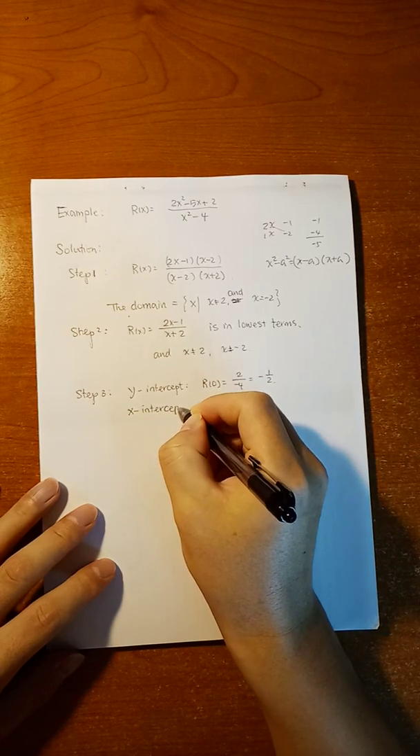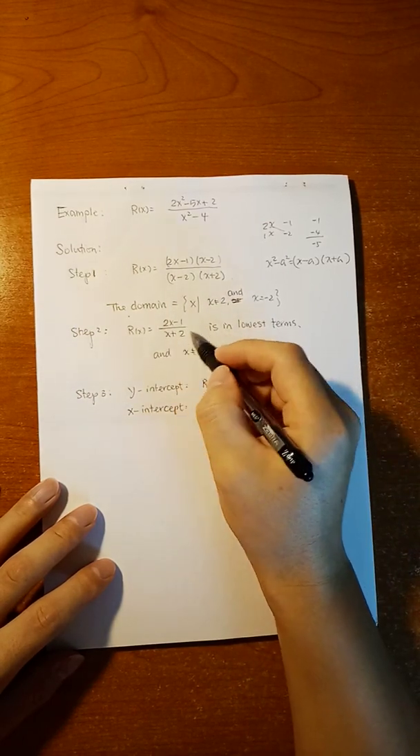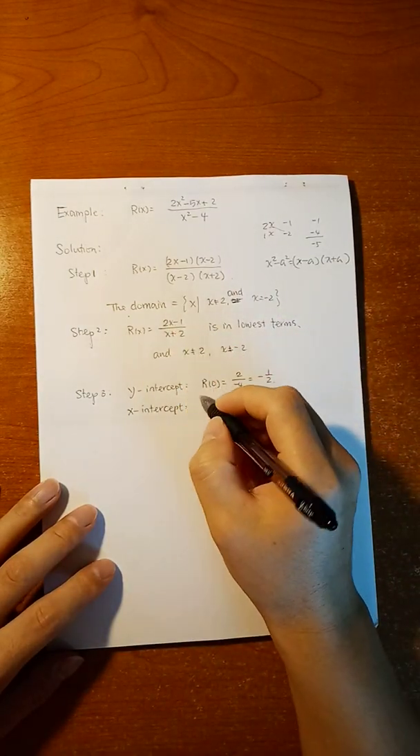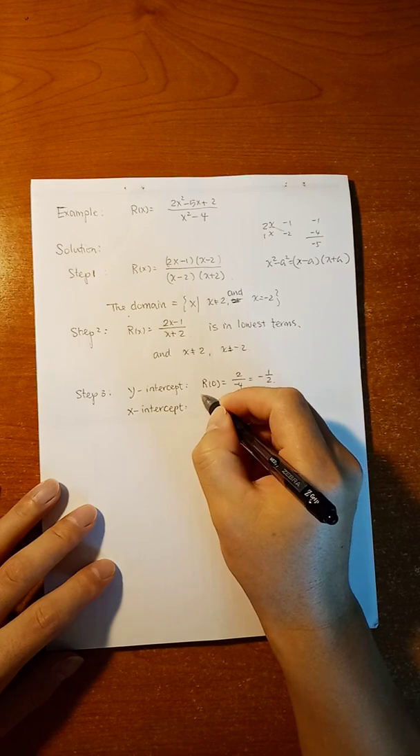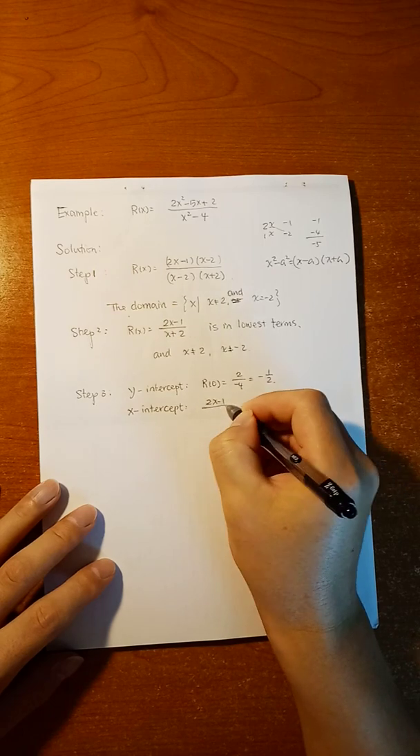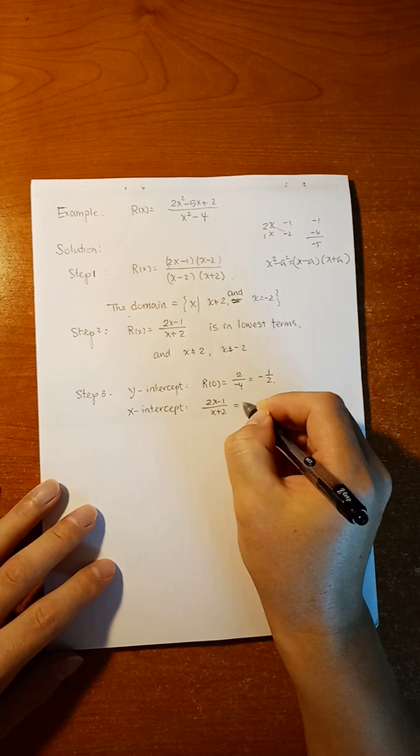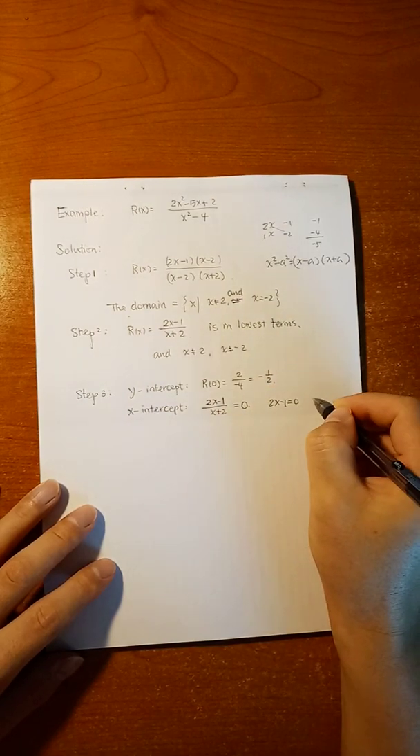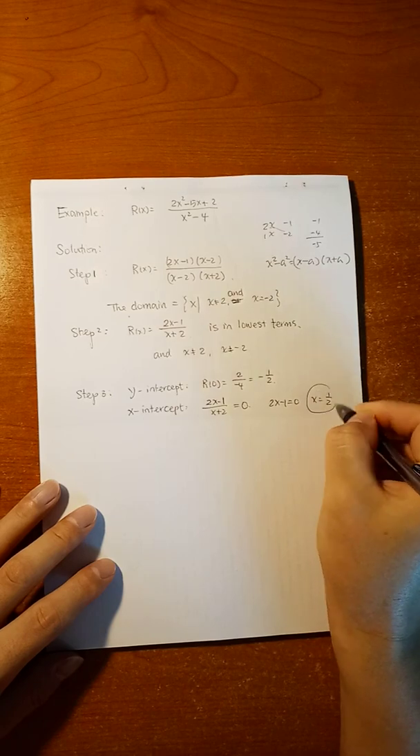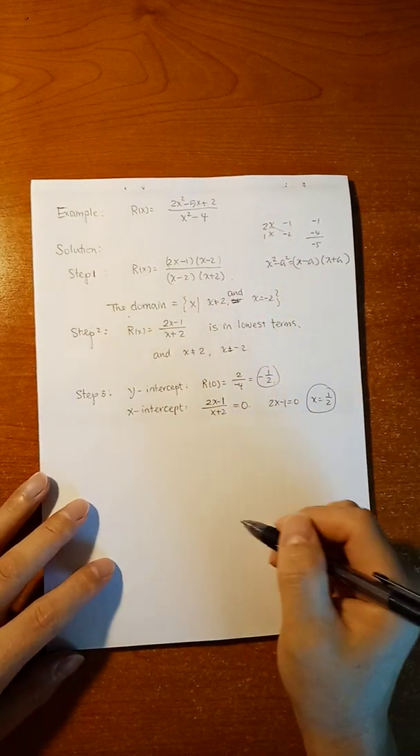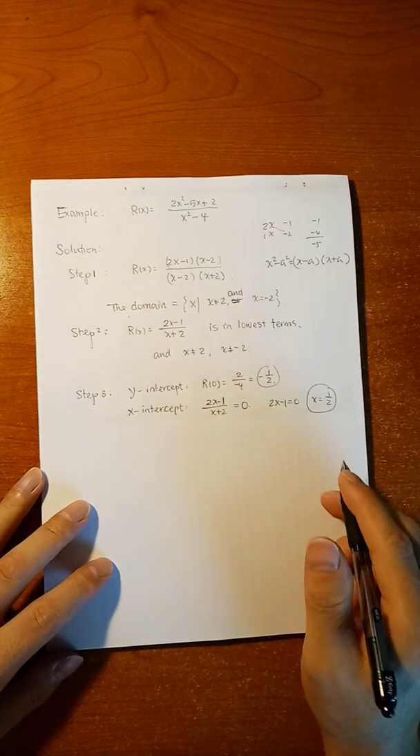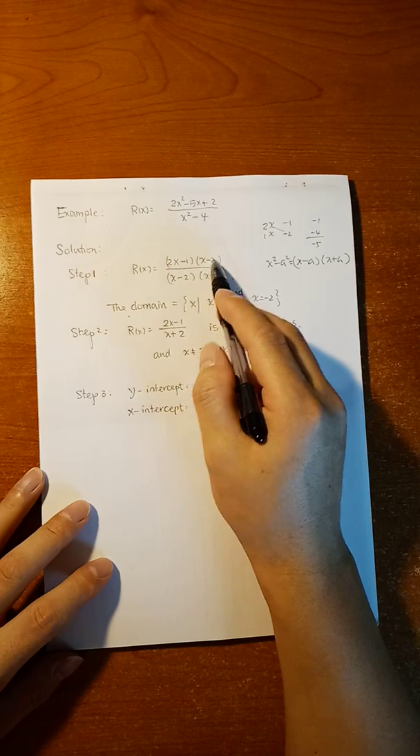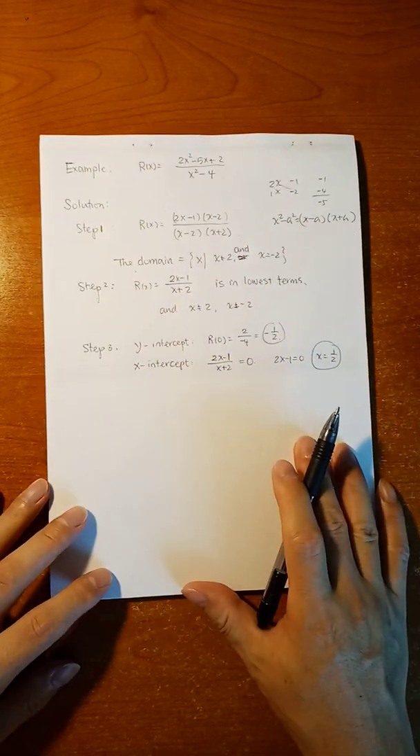For the x-intercept, you need to look at the lowest term. For the lowest term, you set 2x minus 1 over x plus 2 equal to 0. Now 2x minus 1 is 0. x is 1/2. So the unique x-intercept is 1/2. Here x equal to 2 is not an x-intercept because it's not in the domain. Okay?